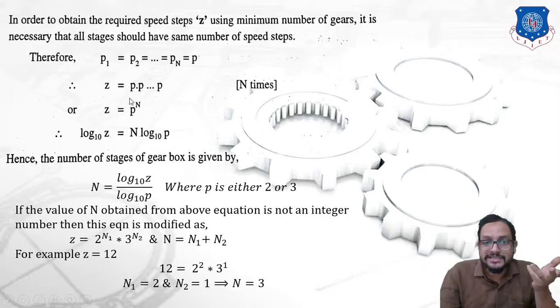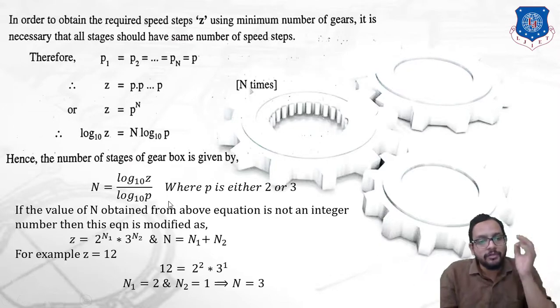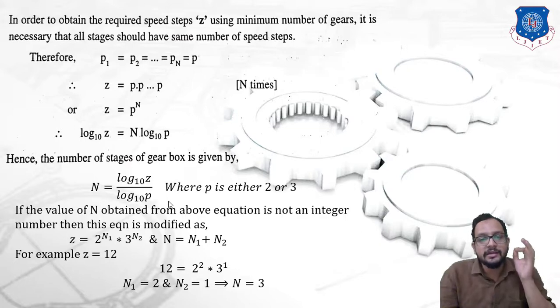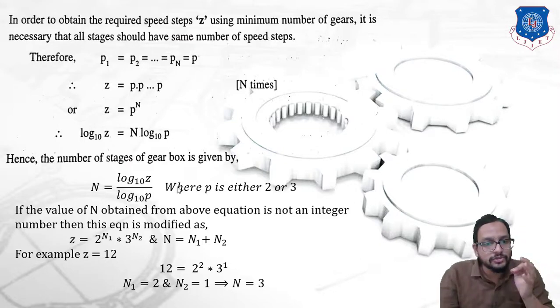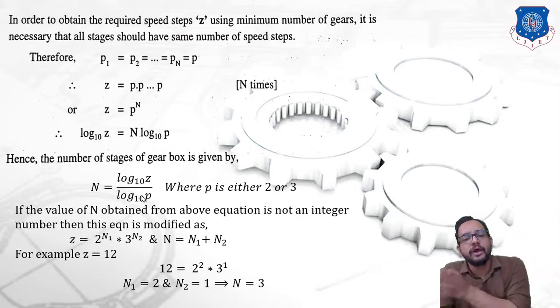Now our target obviously is capital N, so we are going to apply log on both sides. So from this equation, can I say directly that the number of stages of a gearbox is given by capital N is equal to log Z to the base 10 upon log P to the base 10, where remember P would be either 2 or 3, as we have discussed that the number of speed steps in each stage has to be a multiple of 2 or 3. So we need to factorize whatever Z value is given in the data in terms of 2 and 3.